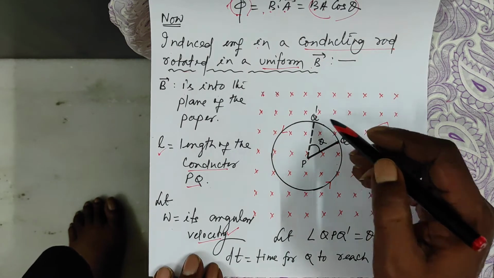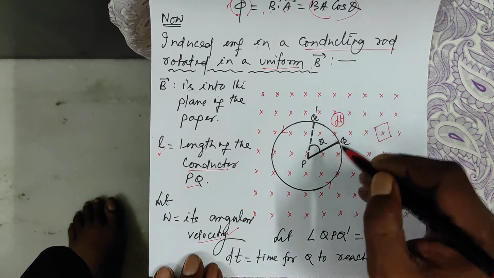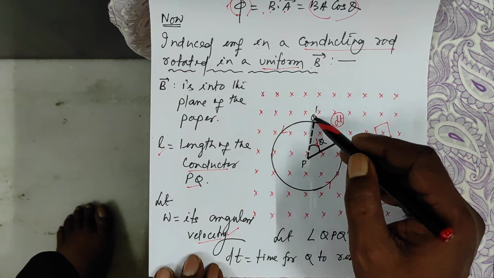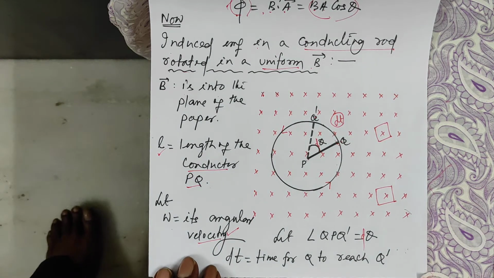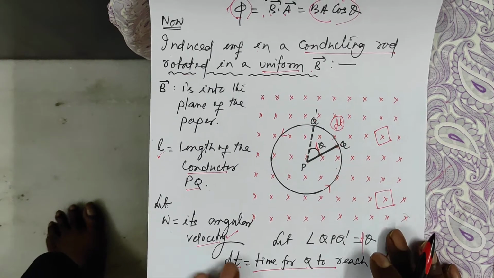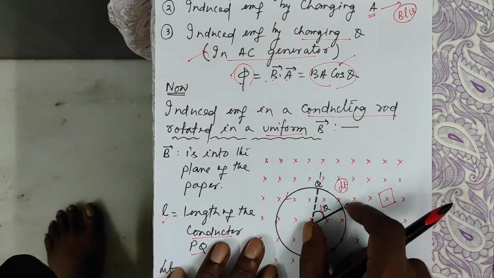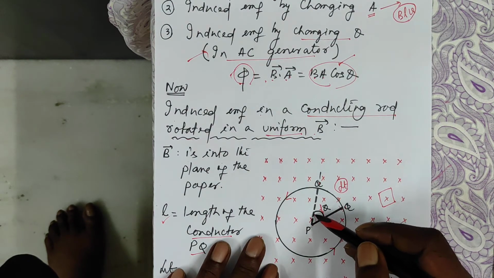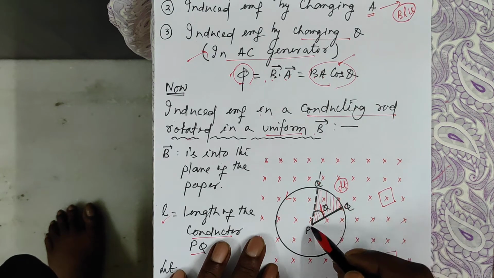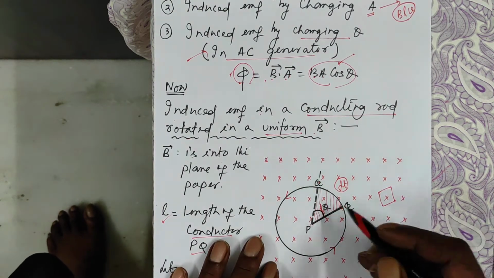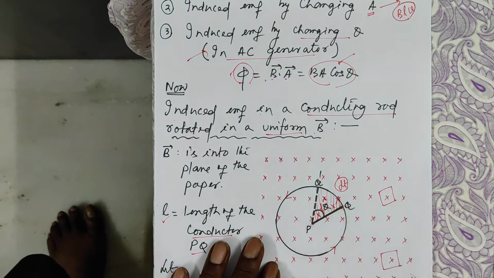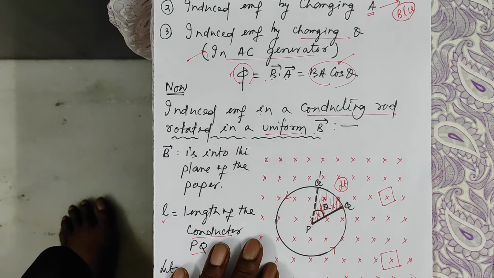Suppose it reaches from Q to Q dash in time dt, making angle d theta at the center. Let angle QPQ dash be d theta, or you can say theta. dt is the time for Q to reach Q dash. When PQ rotates from PQ to PQ dash, it creates this area, QPQ dash, and through that area these magnetic lines of force are passing normally. So there is a flux.